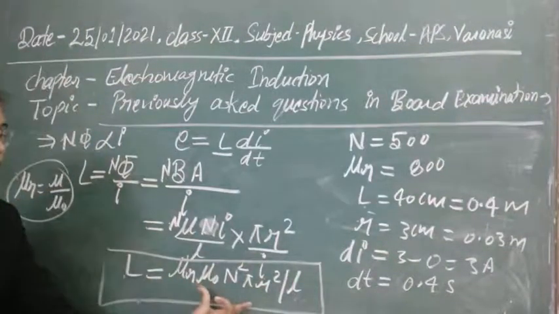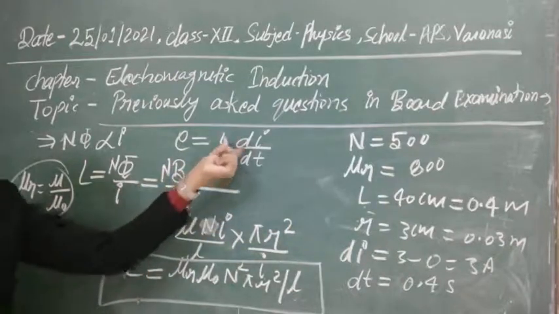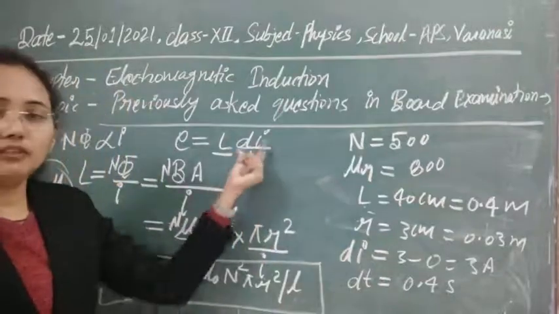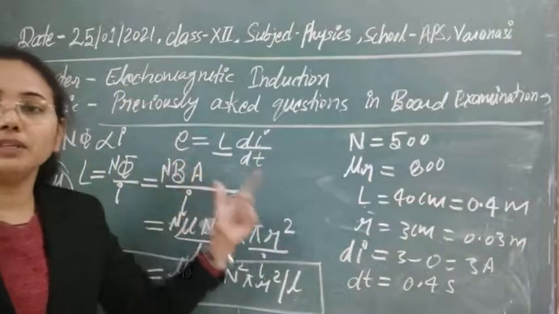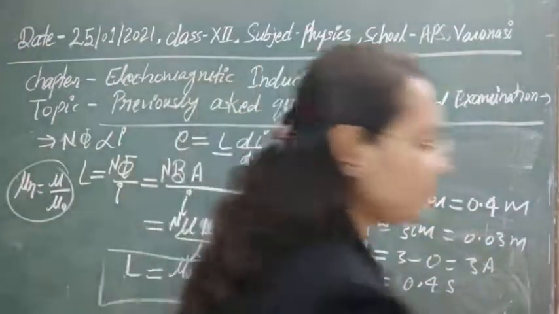We can use this formula to calculate the self-inductance, and after that we have all the values, the value of di and the value of dt. If we put them in, then we can calculate the value of induced EMF in the case of the solenoid. So just solve it.